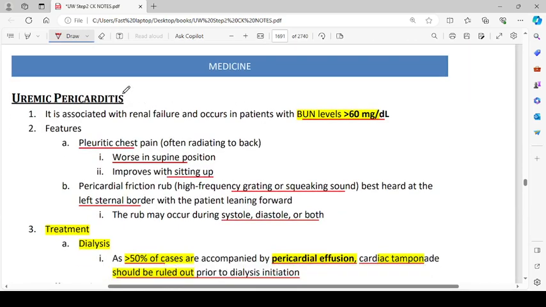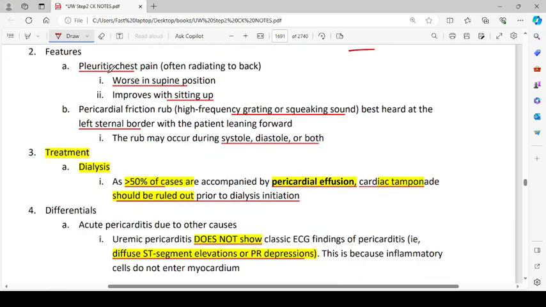Then uremic pericarditis. It happens in the setting of chronic kidney disease, when the blood urea nitrogen (BUN) level is very high. It is associated with renal failure and occurs in patients with a BUN level of more than 60 milligrams per deciliter. The features are pleuritic chest pain, often radiating to the back.